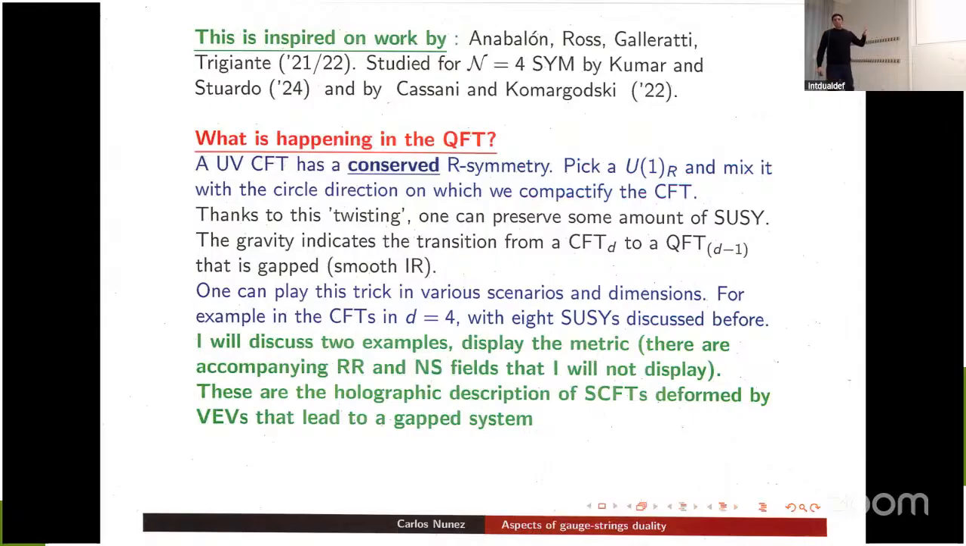So I will tell you, in what follows, there will be a couple of slides that will show metrics, right? There will also be Ramond and Neveu-Schwarz fields that I will not display. They can be found in the papers. They are solutions to the equations of motion, and they all enact this type of deformation in different situations.